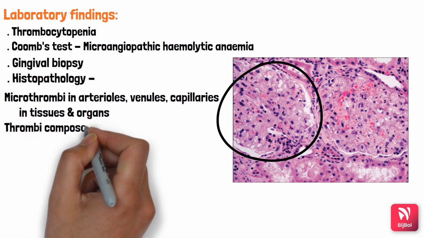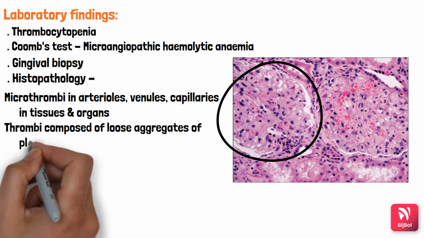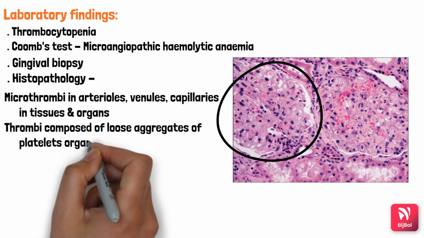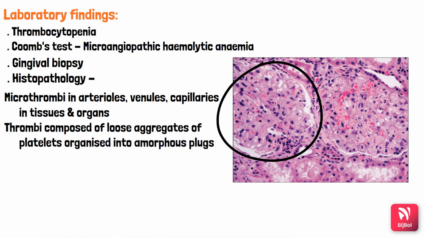And what will these thrombi contain? Thrombi will be composed of loose aggregates of platelets which are organized into amorphous plugs. So this is about thrombotic thrombocytopenic purpura.